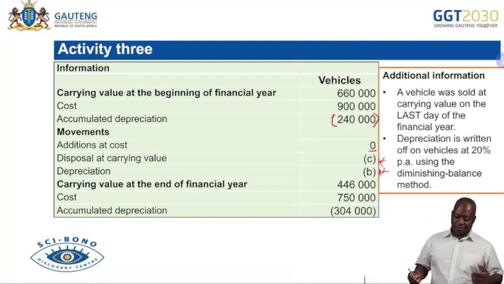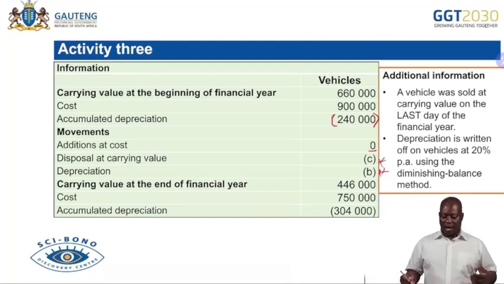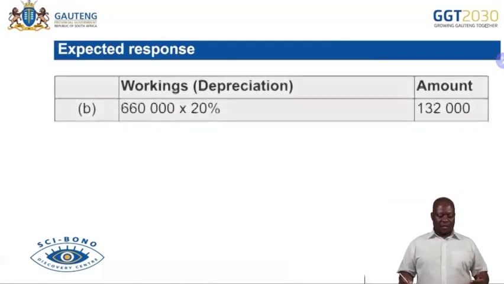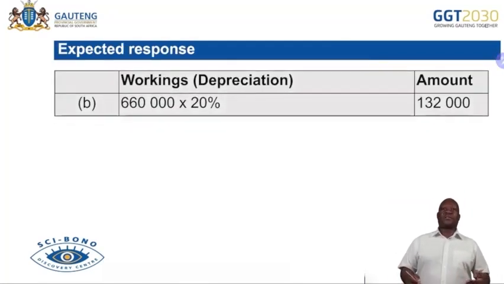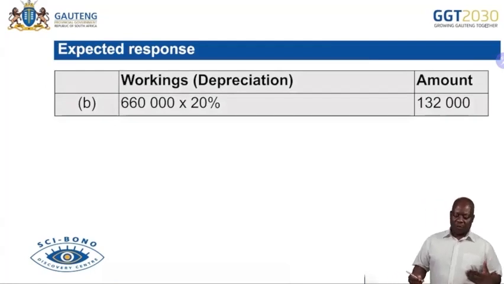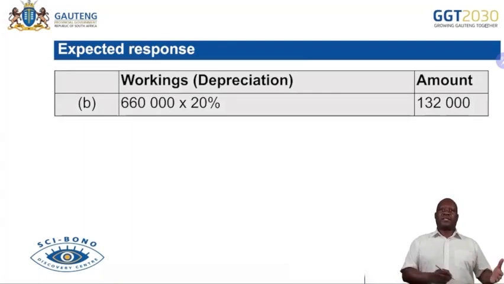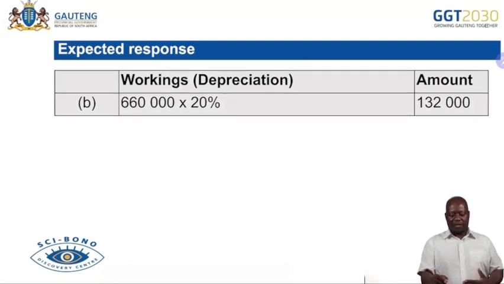Welcome back. Let's see what happened with our calculations. Now let's start with our workings for B. This is how we can go about it. We are just looking into our assets from the start to the end, and we are calculating at 20%.